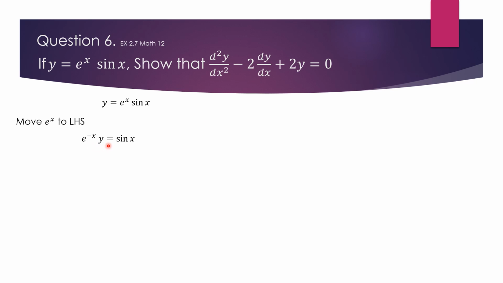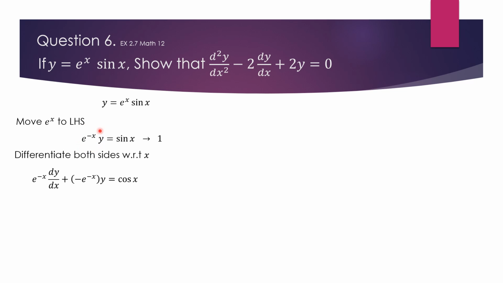E power minus x y is equal to sin x. Mark this as equation 1. Now differentiate both sides with respect to x. Using the uv product rule for the differentiation here, this e power minus x is u, y is v. So u dv plus v du. So this is u dy by dx plus v du. V is y, so it is written as y.